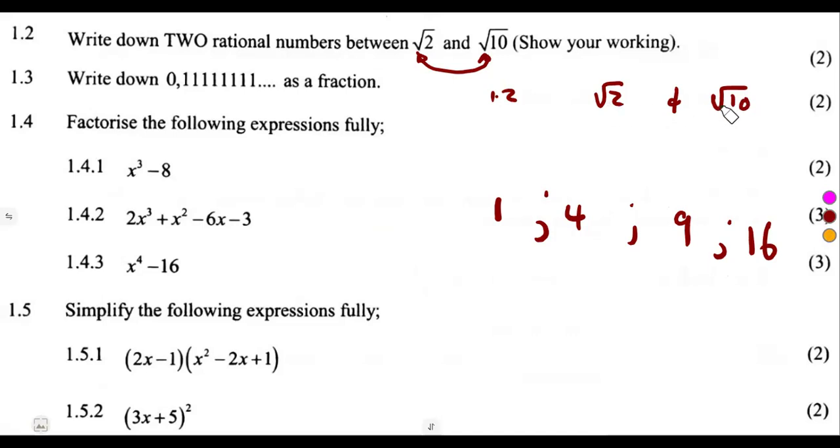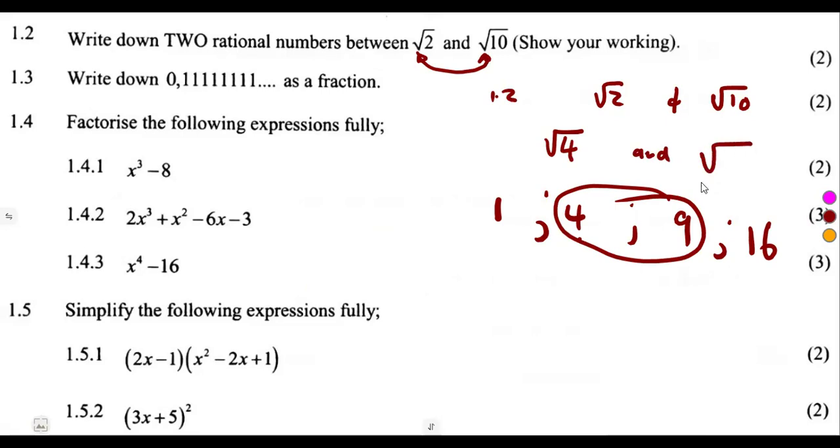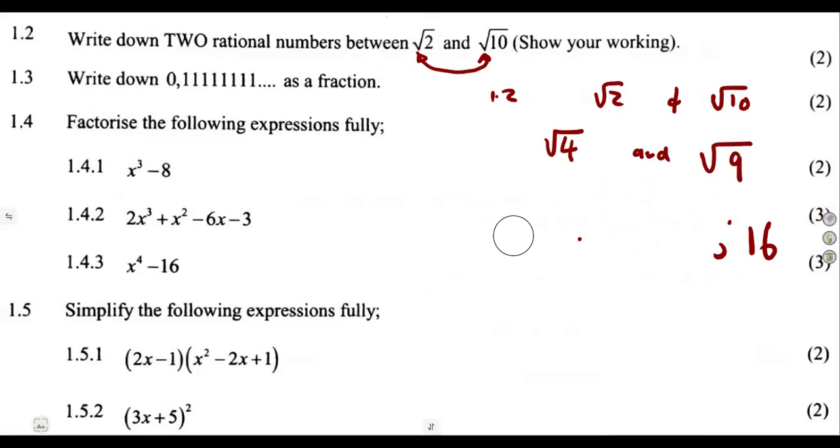In between 2 and 10. So you can see that this is where we're going to have our range. What is the square root of 4? And we have the square root of 9. The square root of 4 is 2. What about the square root of 9? It's 3.